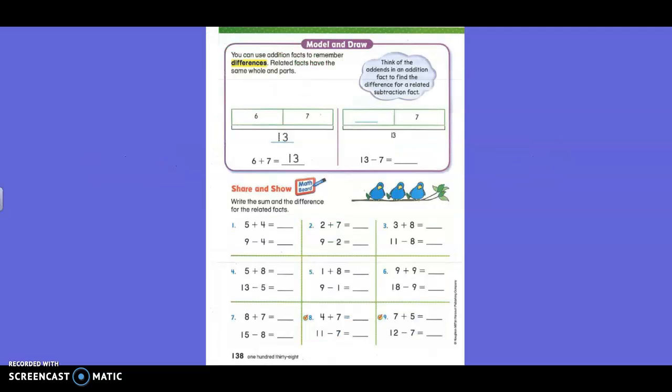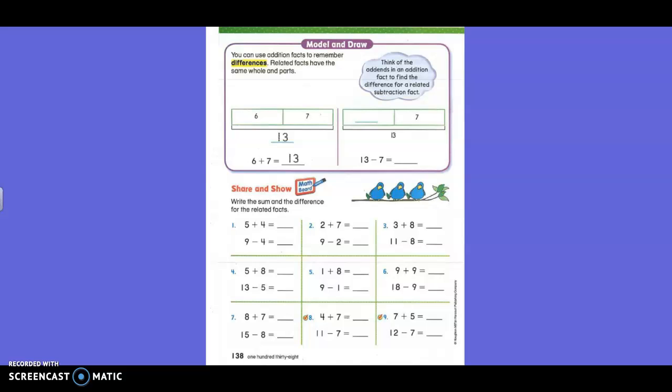All right, let's read the directions at the top. You can use addition facts to remember differences. Related facts have the same whole and part. Okay, so they have another bar model again. Okay. Think of the add-ins and the addition fact to find the difference for the subtraction fact.